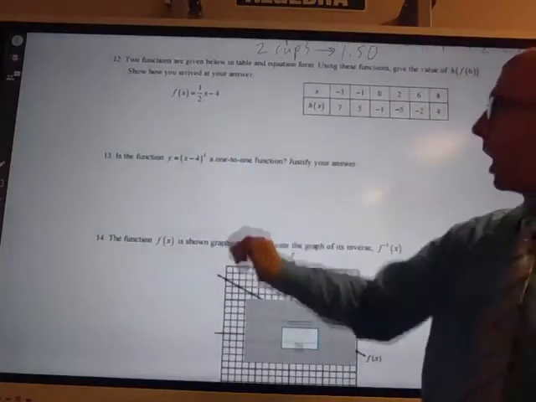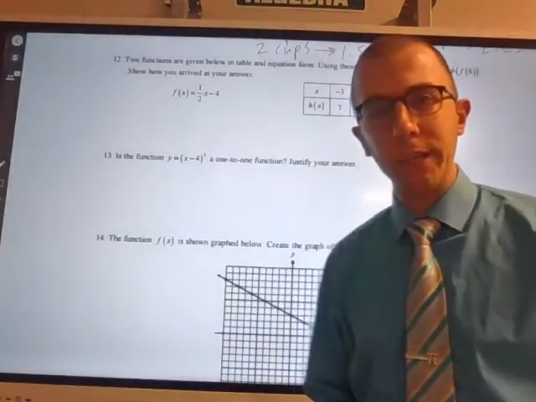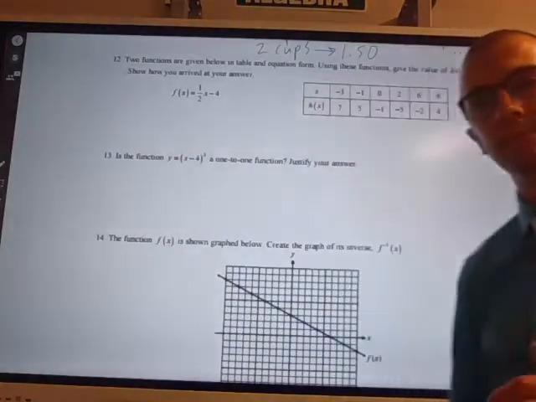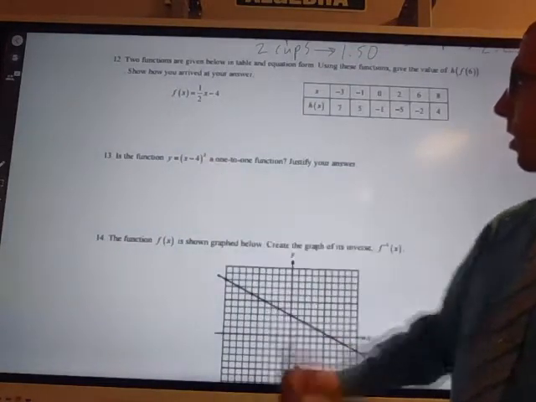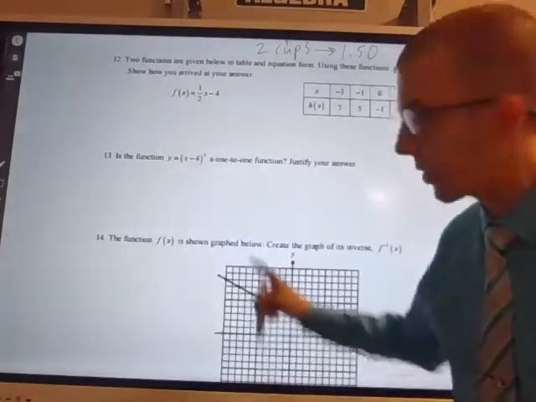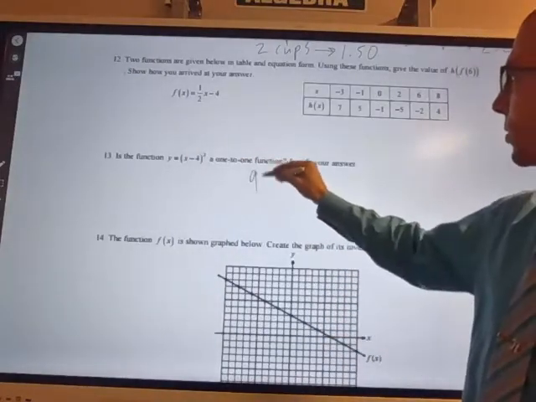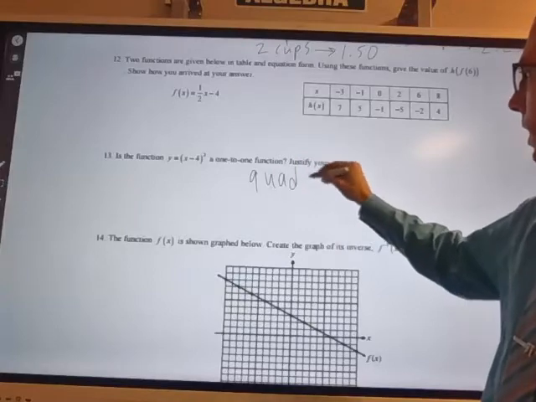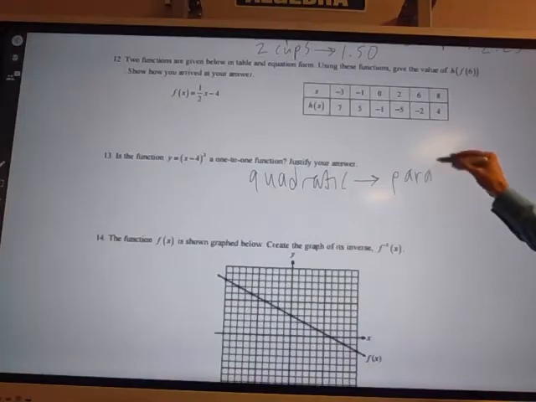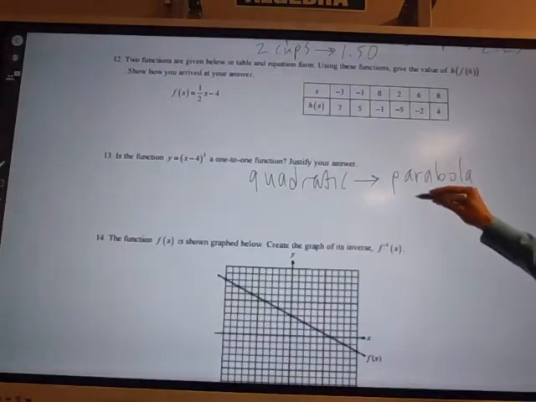13 is the function y equals parentheses x minus 4 squared. Is that a one-to-one function? Justify your answer. What do you guys think here? Well, it would be good to notice that this is a quadratic function because of that square, that x is being squared. So this is a quadratic, which means the shape of that graph is a parabola, which means it's a U shape.